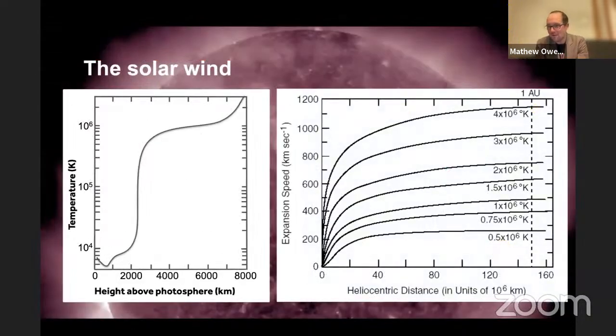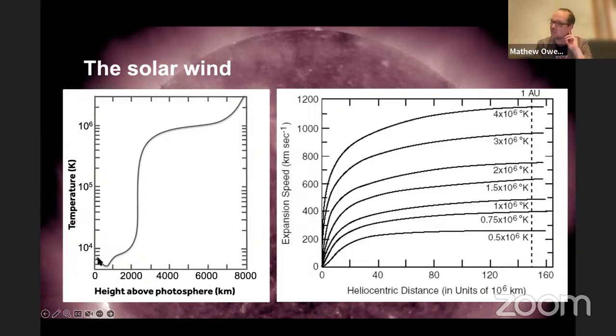So just very briefly, if you'll indulge me a second, about the solar wind. On the left here is a plot of temperature against height in the solar atmosphere. So we start at the photosphere, which is not really a hard surface. It's just where the density of the sun is low enough that light can escape, so it appears as the visible surface. And as you move away from the photosphere, the temperature drops a little bit.